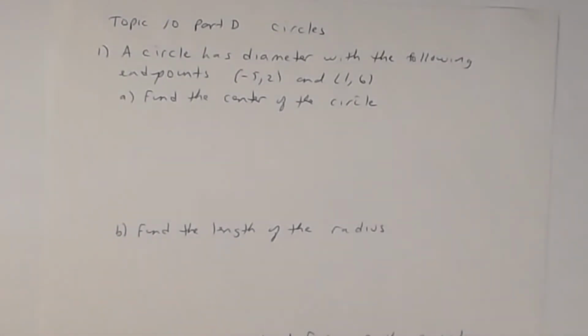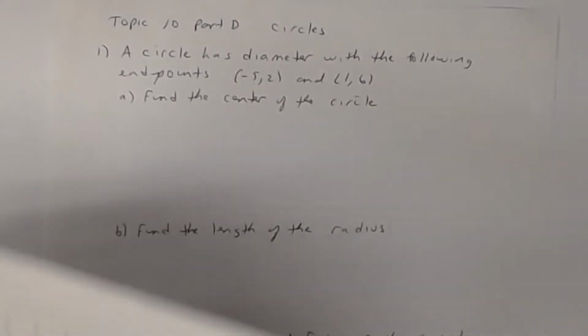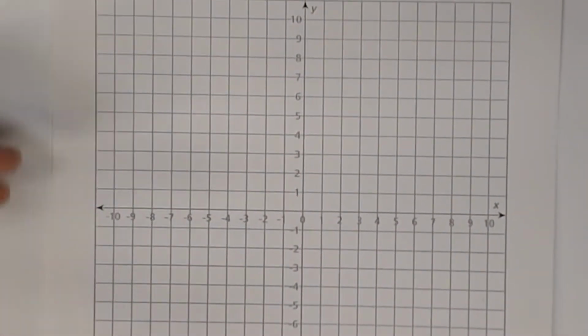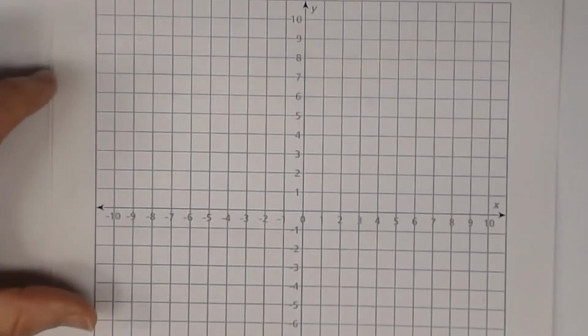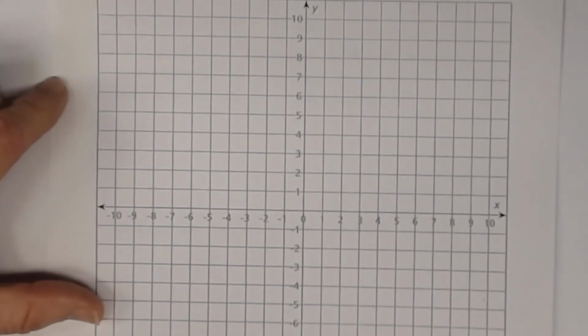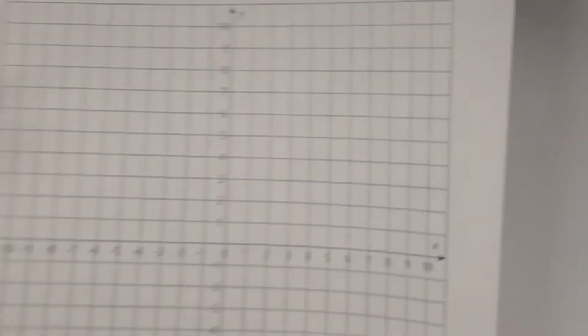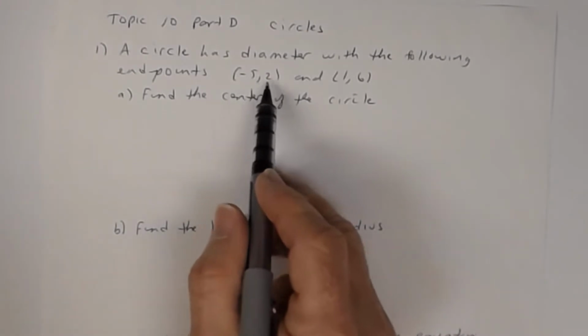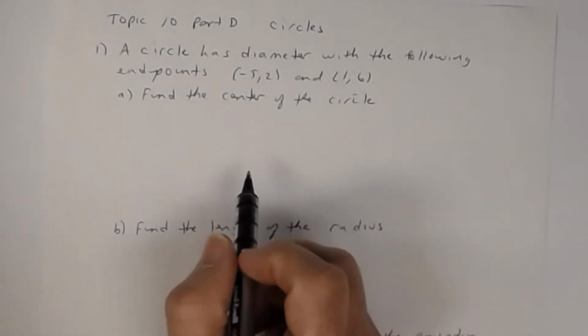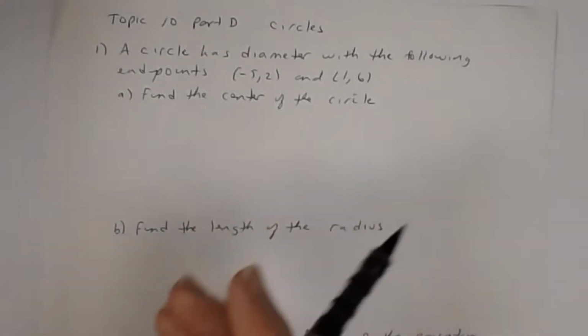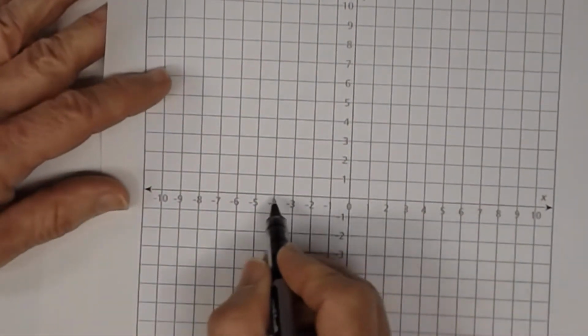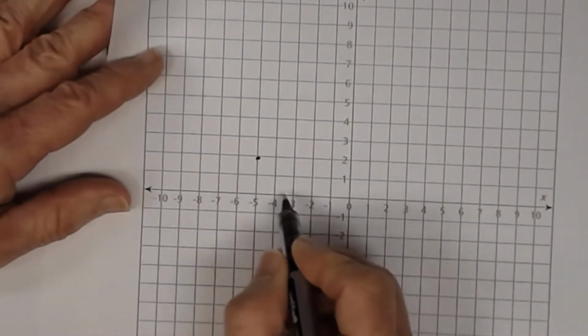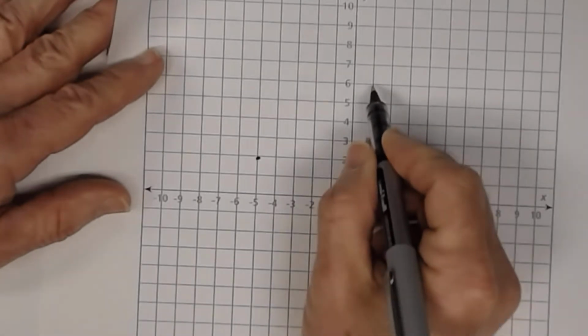Well, I just want to remind you, sometimes it is helpful if you draw the diagram to give you an idea what they're talking about. So if you have grid paper, use it to get you through some of these topics. It does help with the understanding. So you're told that these are endpoints of the diameter of a circle: negative 5, 2 and 1, 6. So here's negative 5, 2.